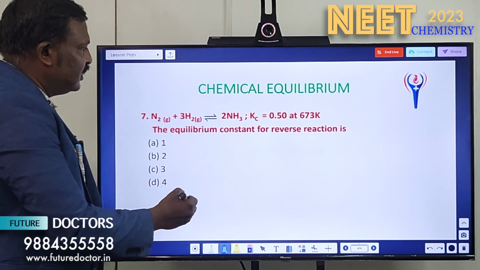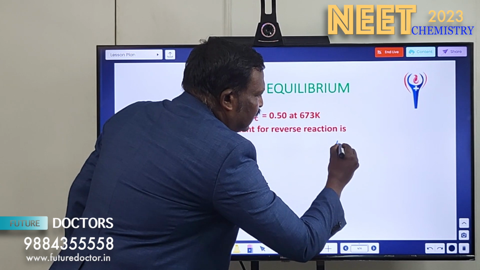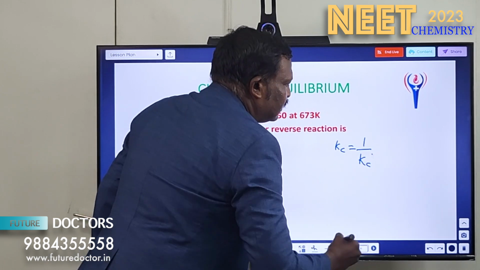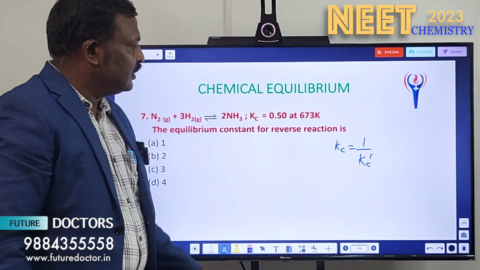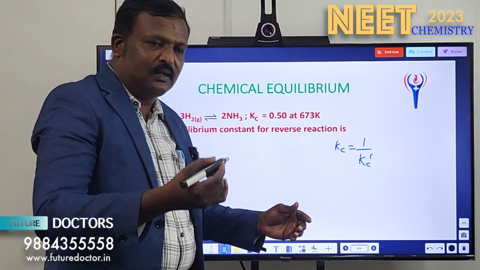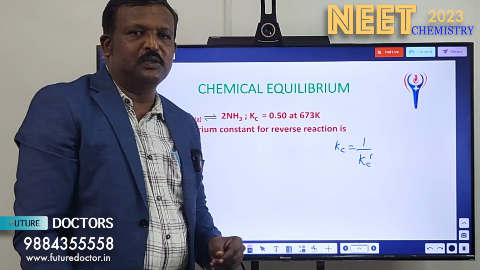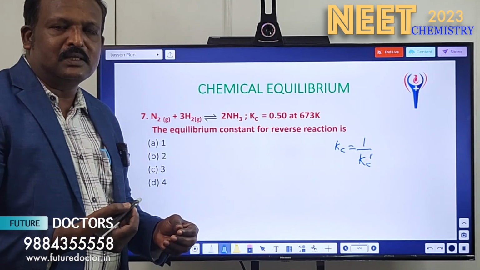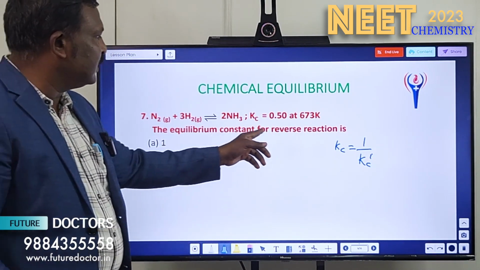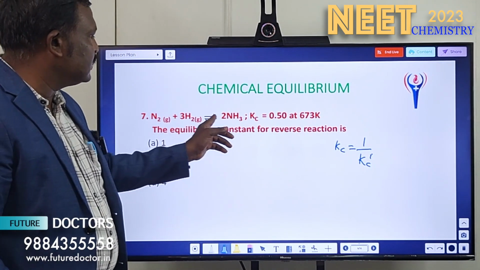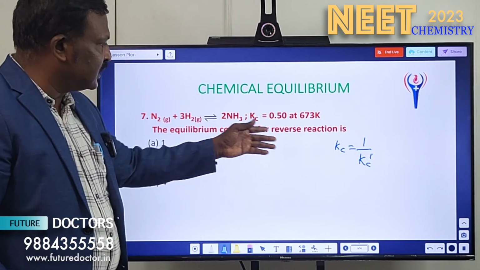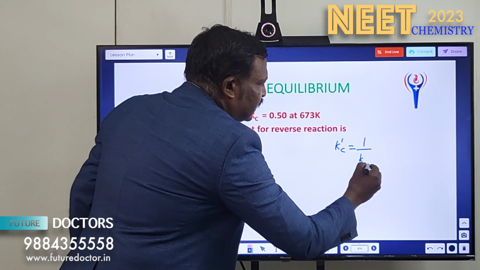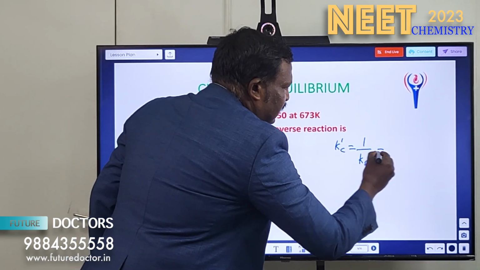So usually, just keep this in mind: Kc is equal to 1 by Kc dash. The formation equilibrium constant and the dissociation equilibrium constant are always inversely proportional. Understood? The equilibrium constant for the reverse reaction they are asking. The forward reaction is given, and the reverse reaction we have to find out. So I consider it Kc dash, and the forward is Kc. These two are inversely proportional.